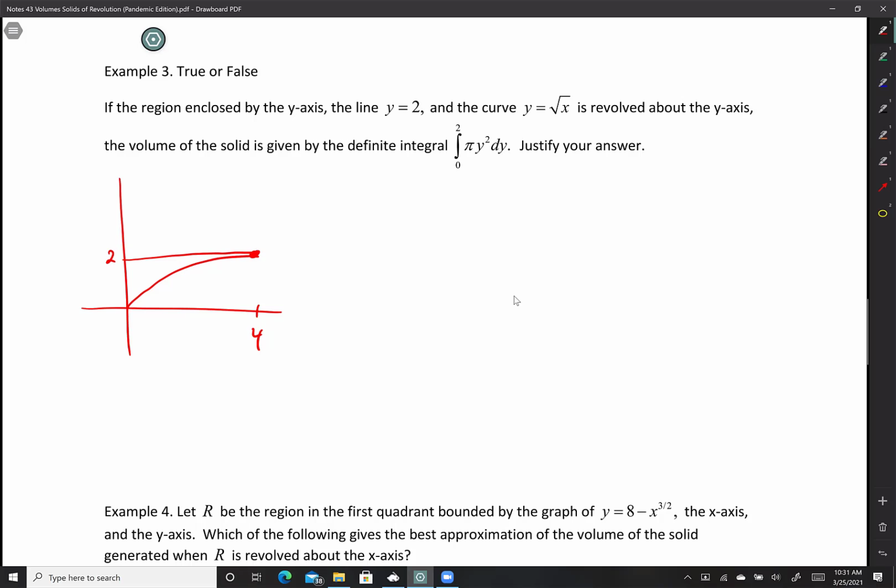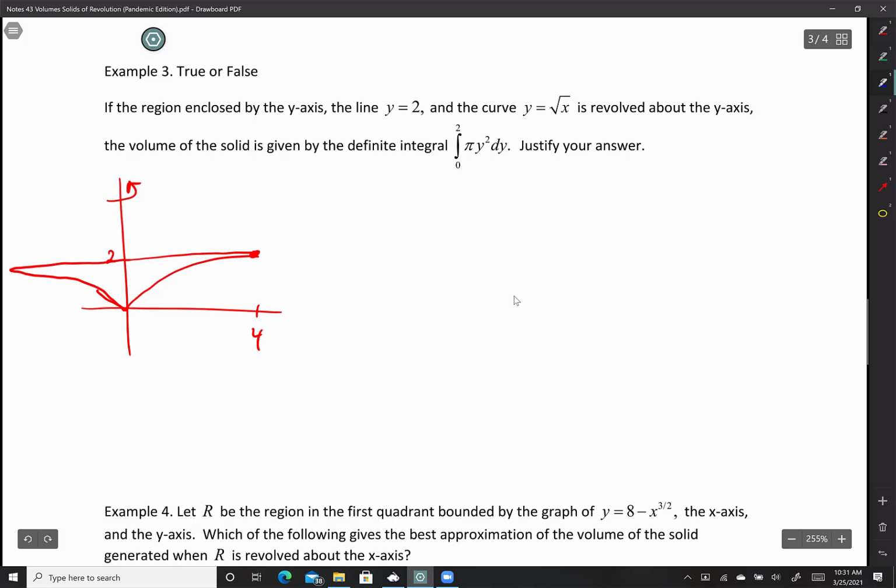Is revolved about the y-axis. Okay, so I'm going to rotate this by the y-axis. So that's already giving you a hint. I don't think we've done one of these yet, right? We've just done x-axis. Okay, so I'm revolving it about the y-axis. So if I revolve it about the y-axis, it's going to look like this. Let's see. Did I write enough space in there?